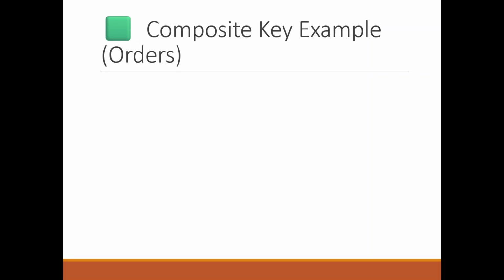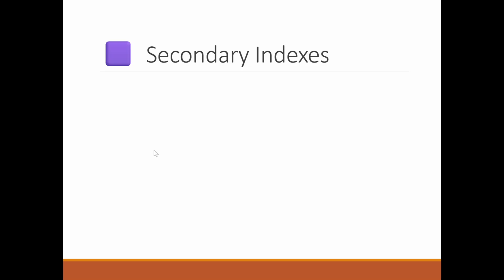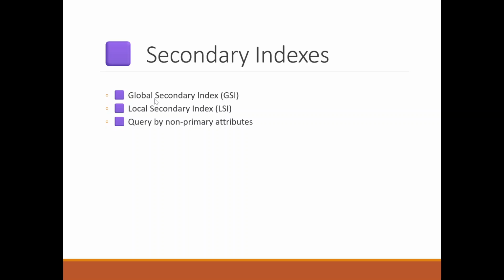It's partition key plus sort key. Many items can share a partition key. The sort key orders items within a partition. For example, partition key PK is customer ID, sort key is order date, so you can run sorted queries like latest order or date range. Now next we'll see secondary indexes. So we have global secondary index, GSI, local secondary index, and they let you query by non-primary attributes.